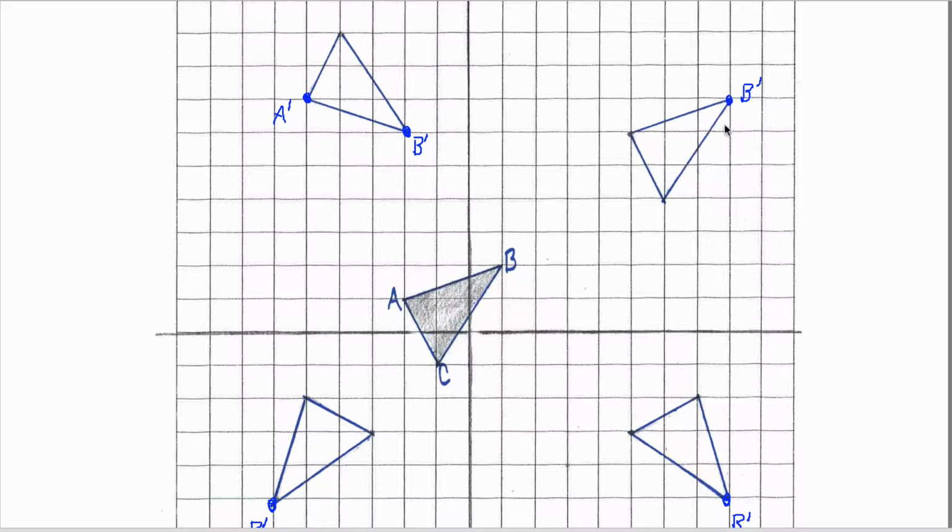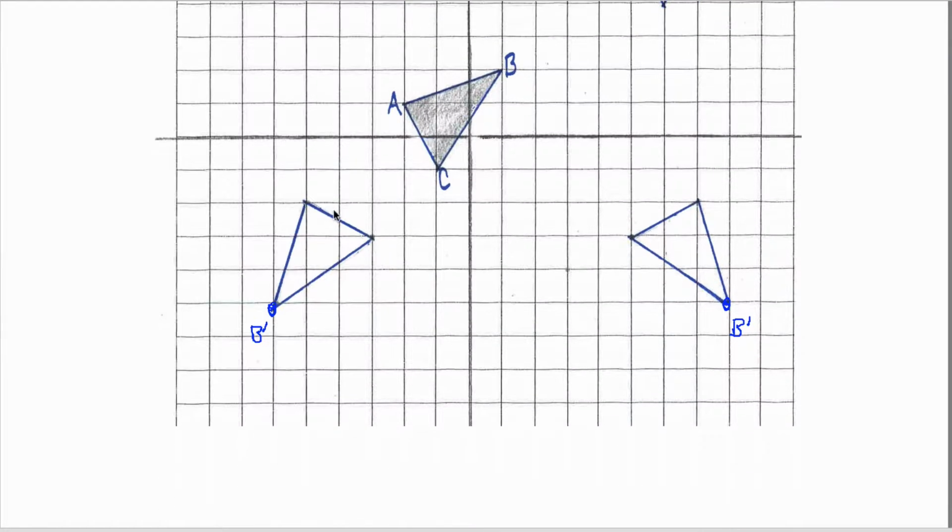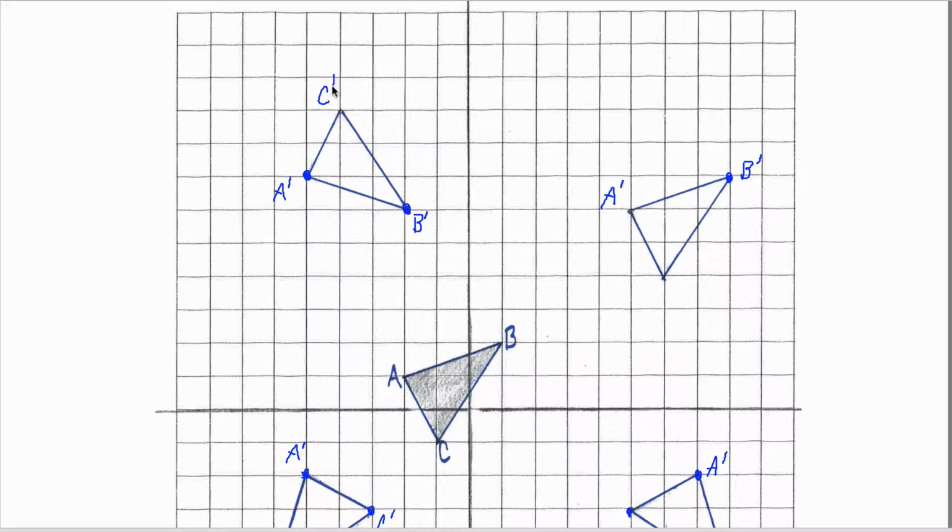And from this guy, if I go down 1 and over 3, I get to this point. So that must be A prime. And then over here, from this point, if I go up 3 and over 1, I get to this point. And finally, from here, up 3 over 1, I get to this point. And so by process of elimination, the remaining vertices must all be C primes.